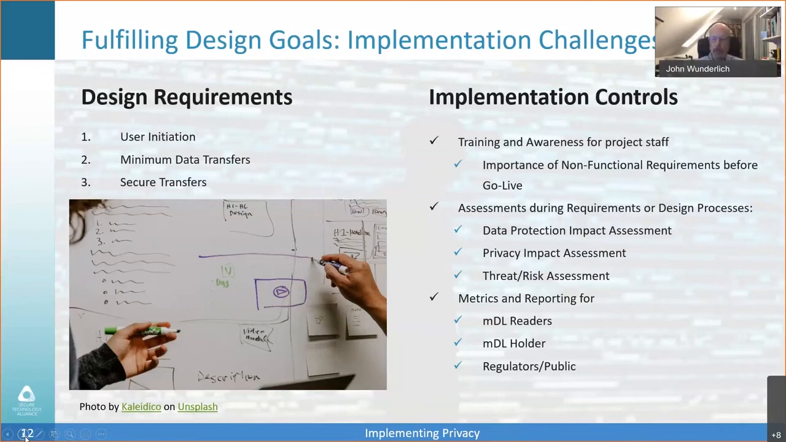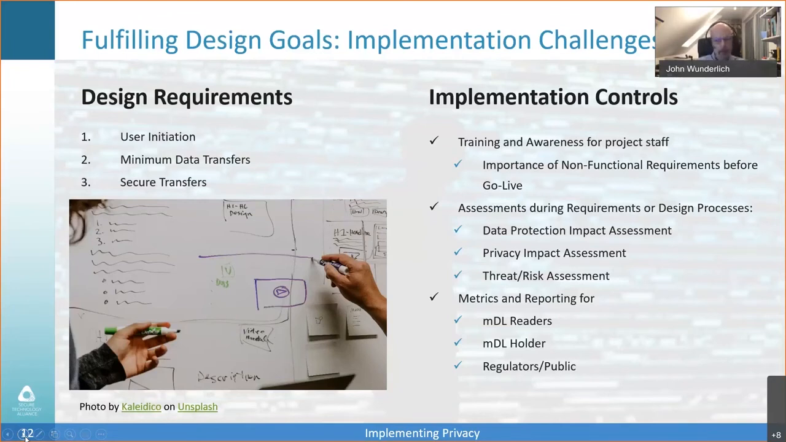Make sure that you do assessments during the requirements and design process, whether you call it a data protection impact assessment or a privacy impact assessment, those two relate to protection of privacy, or a threat risk assessment, or a pen test, or a vulnerability assessment related to security. Make sure that at the various stages of your project, when it's appropriate, if you have gates or checkpoints, that your privacy and security controls are at an adequate point for that point in the project.